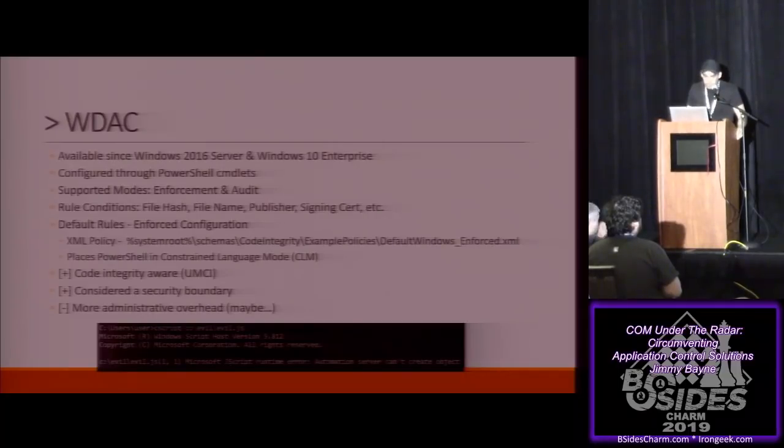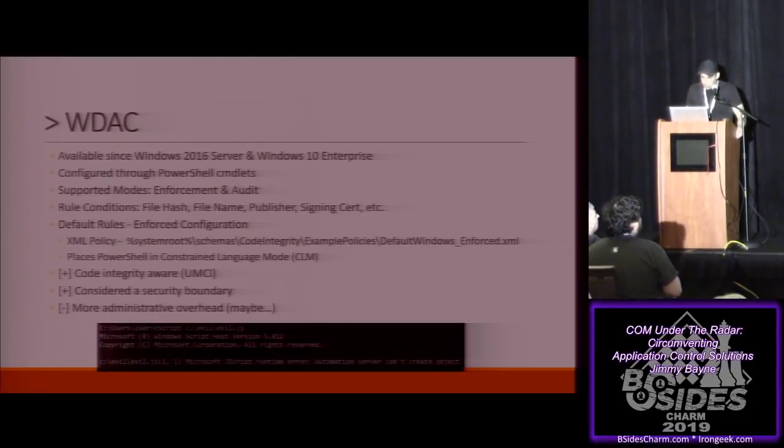The next application control solution is Windows Defender Application Control. This was actually formerly called Device Guard. Evolution of names, right? Changes every 2 years. This was first introduced in Windows Server 2016 and Windows 10 Enterprise. It's actually configured with PowerShell cmdlets, and it also supports an enforcement mode and an audit mode.